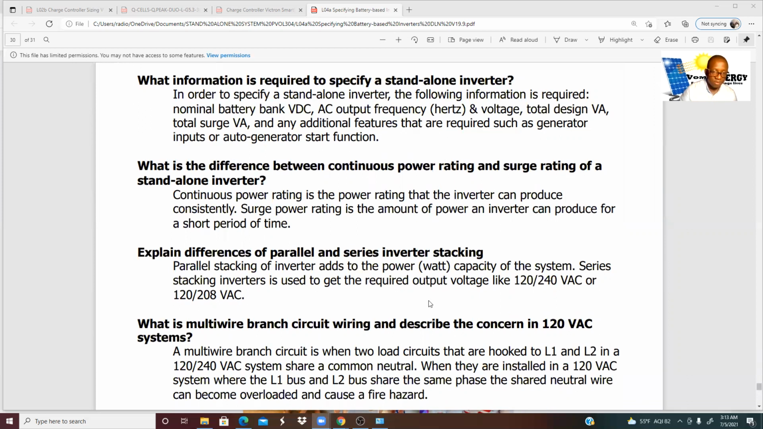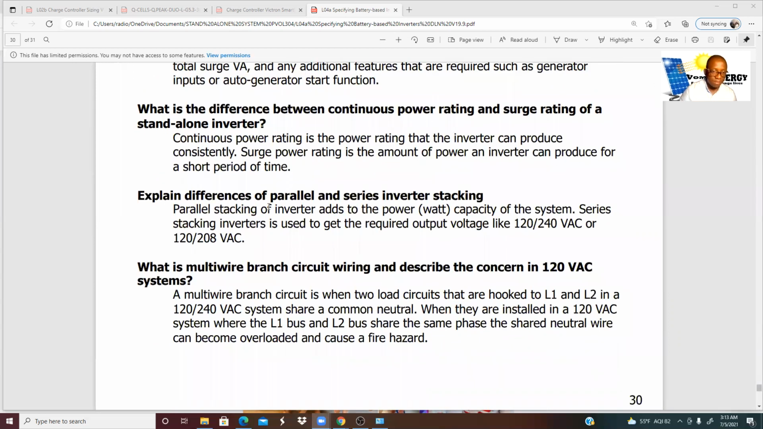Explain the difference of parallel and series inverter stacking. Parallel stacking of inverters adds to the power, or max capacity, of the system. Series stacking of inverters is used to get the required output voltage, like 120/240 volt VAC or 120/208 volt.